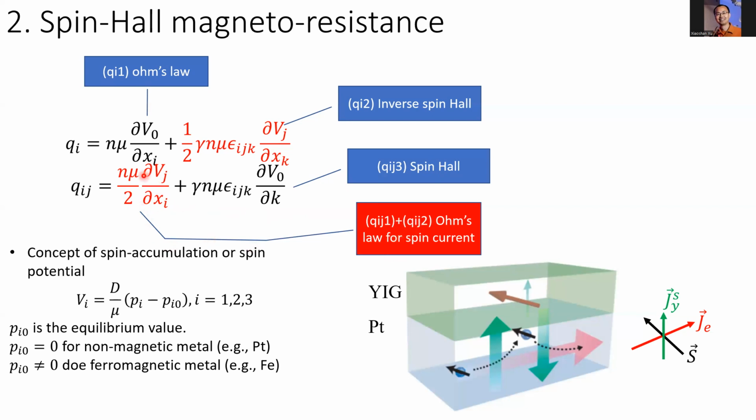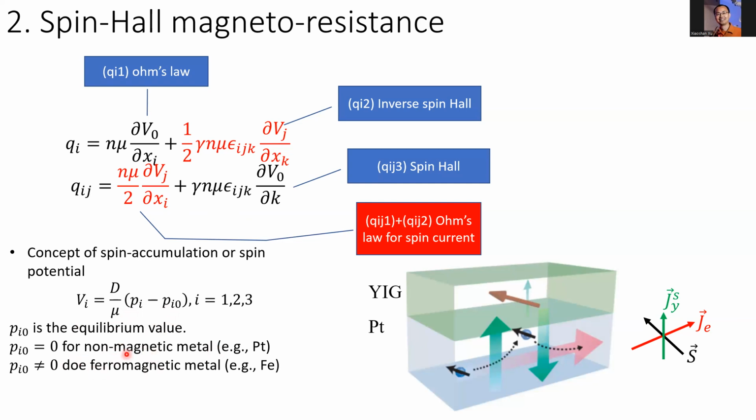Here we introduce a new symbol called V. V0, of course, is still just the normal electric potential, but Vi, i equals 1, 2, 3, is the so-called spin potential. The idea about spin potential is it's compared to the equilibrium spin polarization. Okay? If the spin polarization is different from the equilibrium spin polarization, then the spin potential will change. That's the idea. So this essentially applies for both non-magnetic metal and ferromagnetic metal.